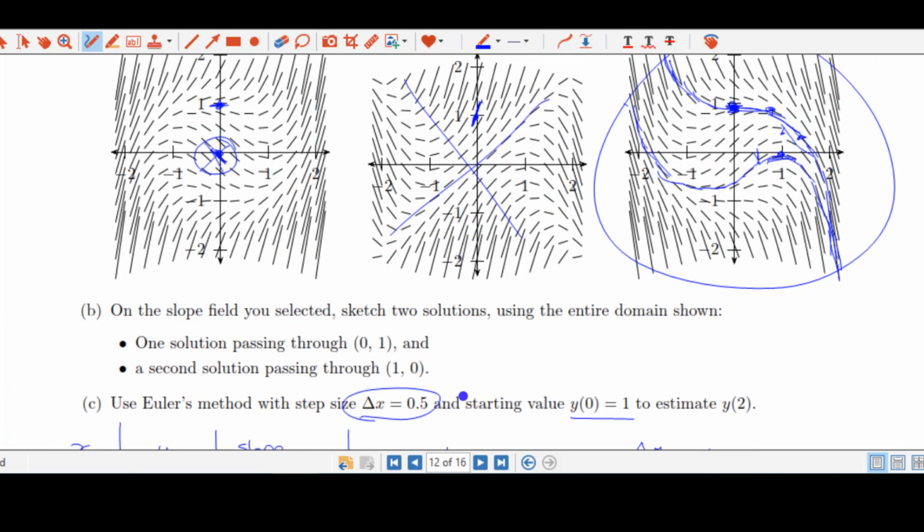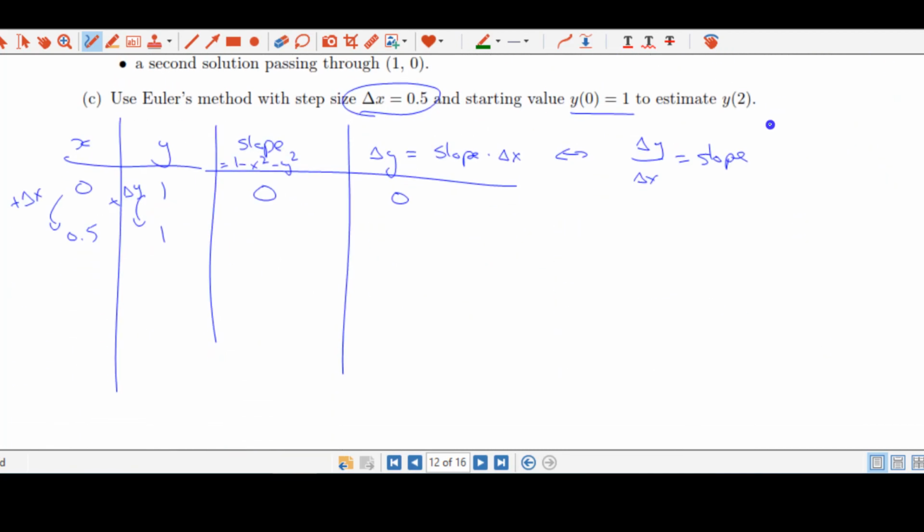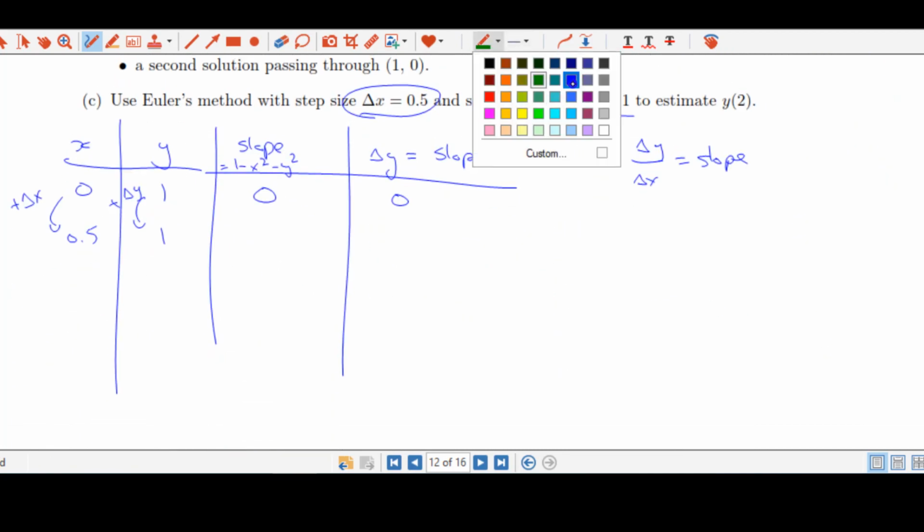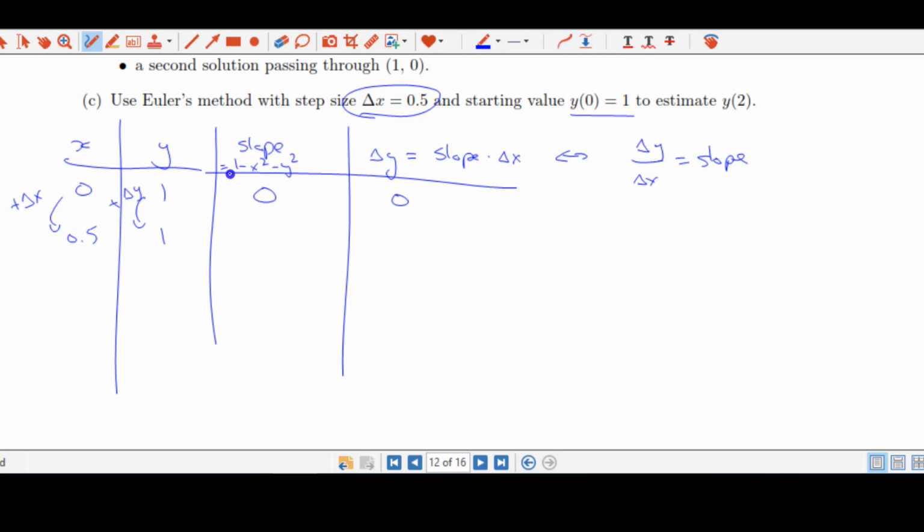And again, we can see that in the graph. Let me do this in a different color here. Here's 0.5. So at that point, the slope is 0. So we follow a 0 slope, and we end up still at y equals 1. After that, it gets a little more mathematically interesting, or at least calculationally interesting. We have 1 minus x squared minus y squared. Our x is 0.5, y is 1. If you do the calculations, you end up with negative 0.25. And that means this change in y is going to be that slope times the step of 0.5, so it's going downhill. That's negative 0.125, half of that.